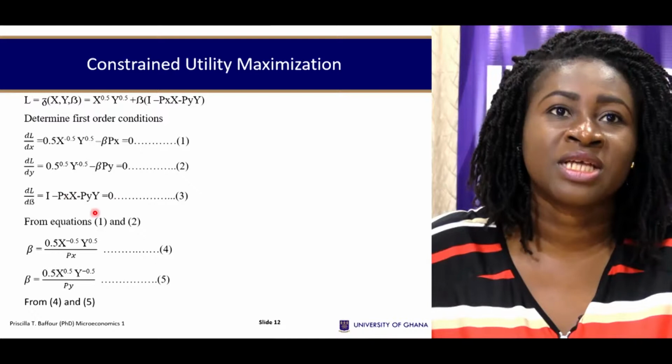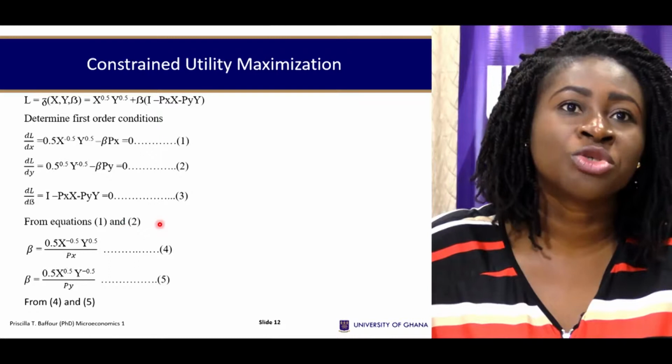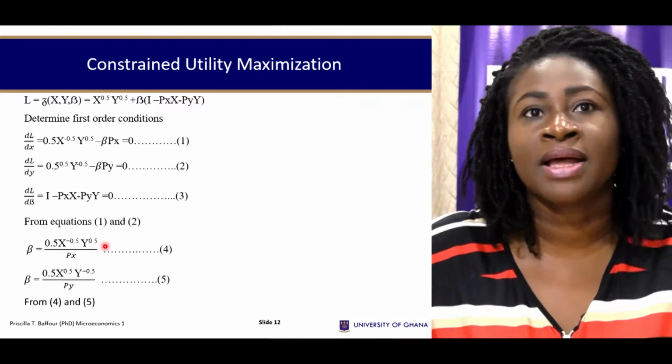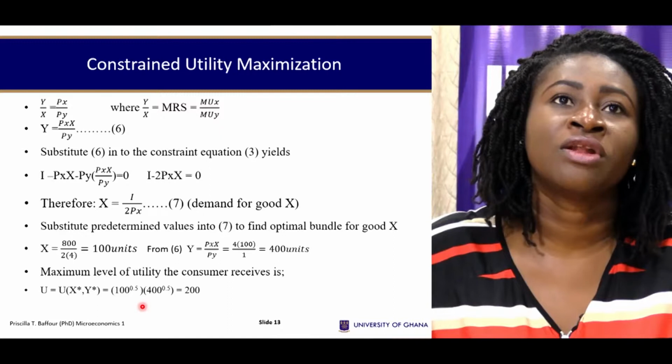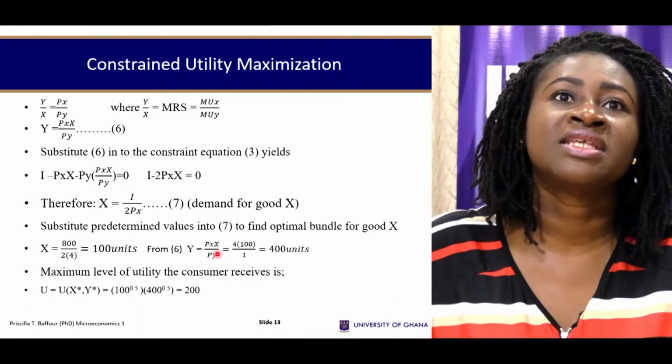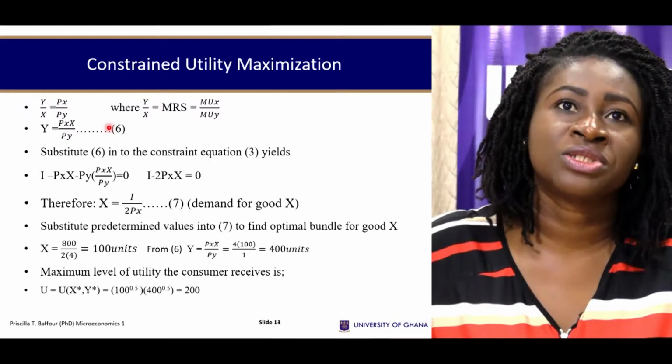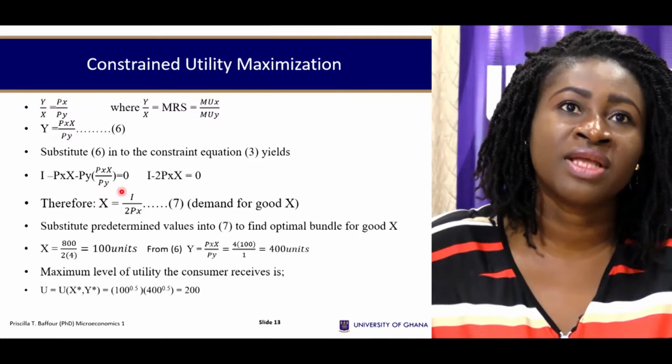So from equations 1 and 2, if we want to find beta, beta is equal to 0.5 X to the power minus 0.5 Y to the power 0.5 divided by that. And we do the same for equation 4, right? So when we rearrange it, we see that we get Y to be equal to PX over PY multiplying X, right? So this is equation 6. When we substitute equation 6 into equation 3, which is the constraint, we get this expression, right?